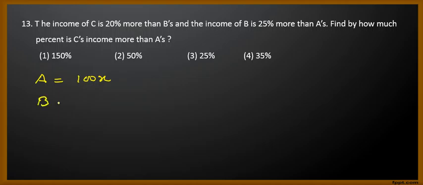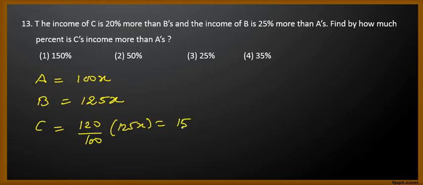Then income of B will become 125x, because it is 25% more. And C's income is how much? 20% more than B's income. So 120 by 100 into B's income, that is nothing but 150x. What is the question asking? Find how much percentage C's income is more than A's income.